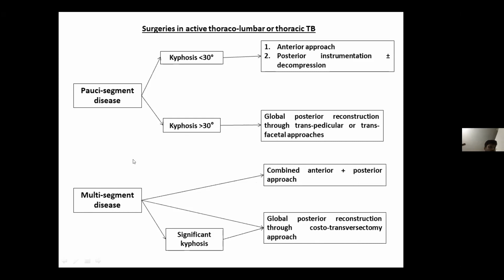I am pretty sure centers do anterior surgeries even with significant kyphosis, but when there is a lot of kyphosis, it becomes very difficult to access the vertebral body from the anterior approach. So when there is significant kyphosis, either with a few-segment disease or a multi-segment disease, it's usually easier to go from the back. Even doing an anterior column reconstruction is easier from the back.